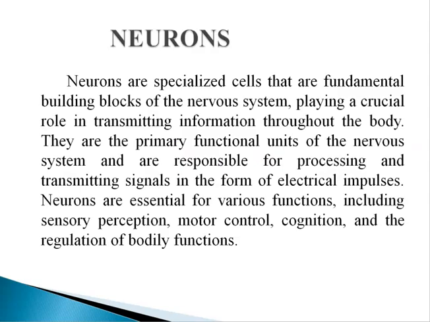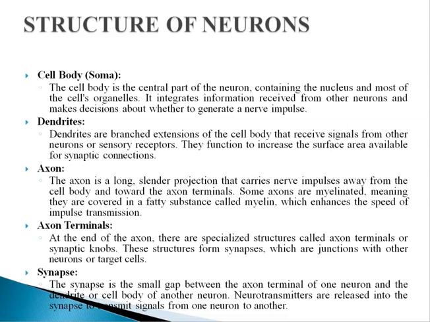Today we are going to discuss the topic neurons. Let us see about the neurons briefly. What are neurons? Neurons are basically specialized cells which are the building blocks of the nervous system. They play a crucial role in transmitting information throughout the body. They are the functional units of the nervous system and are responsible for processing and transmitting signals in the form of electrical impulses. Neurons are essential for various functions including sensory perception, motor control, cognition, and the regulation of bodily functions.